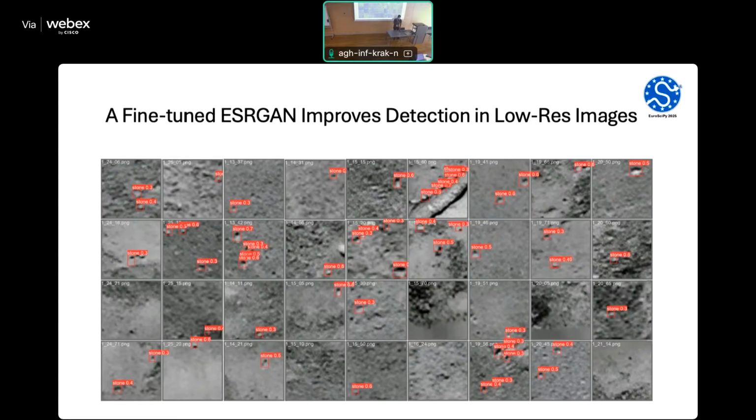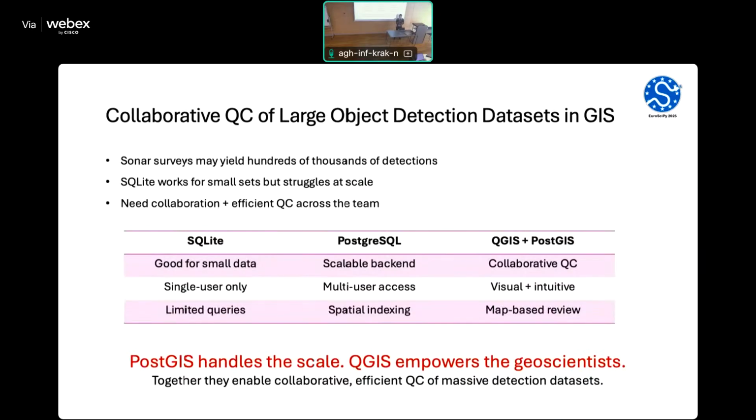Now this is the machine learning part. Now this goes to the expert QC. A geoscientist sits and validates each of it. So we have different methods to do that. This has to be done by a team of geoscientists, so it has to be a collaborative QC of large object detection datasets in GIS.